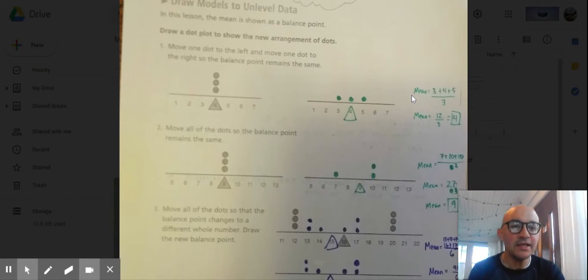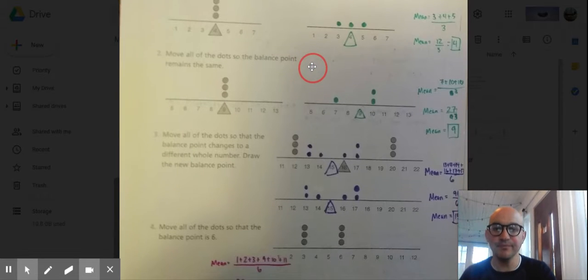And then just to show you that this mean and this balance point are the exact same thing, I add up my numbers here, 3 plus 4 plus 5. Okay, so add them up and I divide by 3. So 12 divided by 3 is 4. So the mean is 4, the balance point is 4. They mean the same thing, they are the same thing. Okay, let's look at number 2.